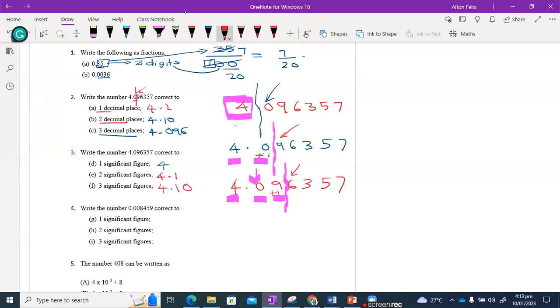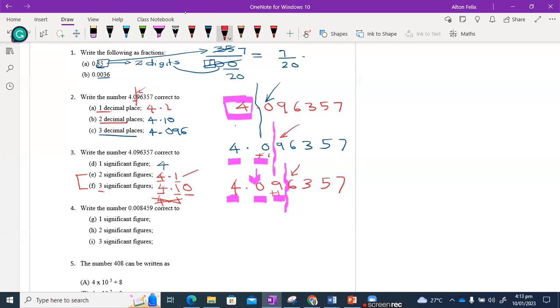4.10. Now, let's compare these two answers. Notice 4.10 is 2 significant figures, 1, 2. They ask for 3, so we cannot write the answer as 4.1. We must include that 0 at the end there, because it's 3 figures they want, or 3 digits, 1, 2, 3. So this one will not be correct. You must put in that 0 to give us 4.10 to 3 significant figures.